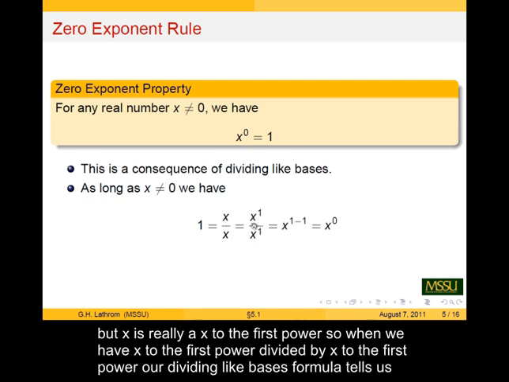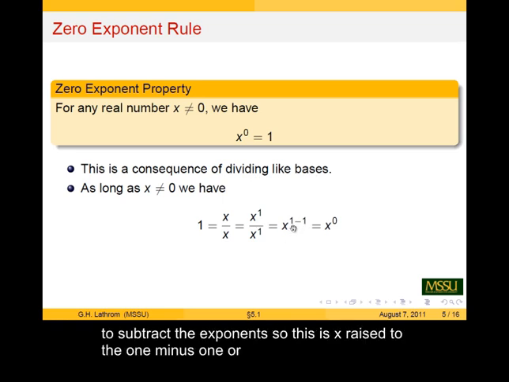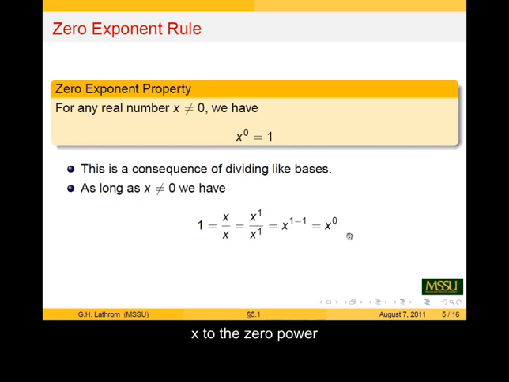But x is really x to the first power. So when we have x to the first power divided by x to the first power, our dividing like bases formula tells us to subtract the exponents. So this is x raised to the 1 minus 1, or x to the 0 power.